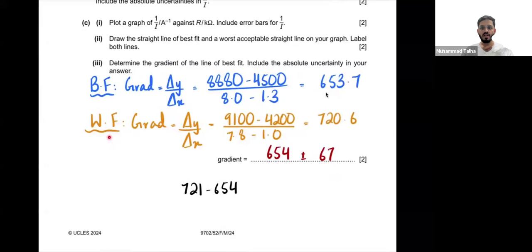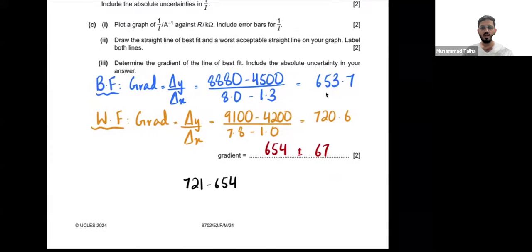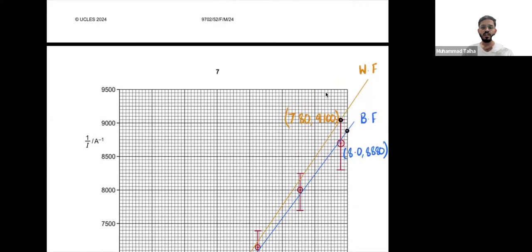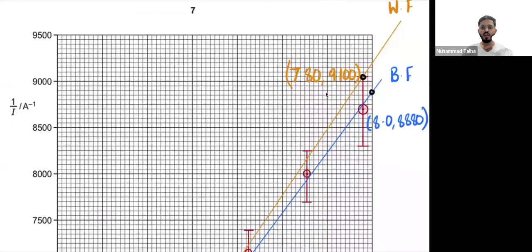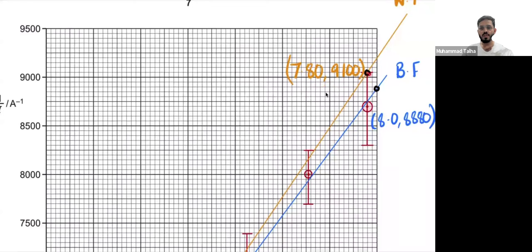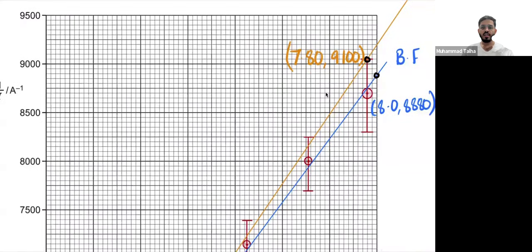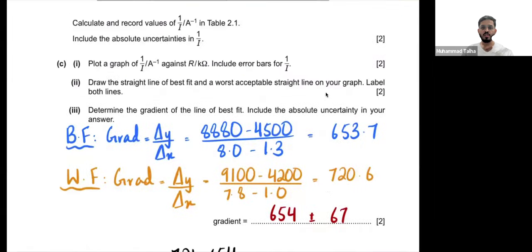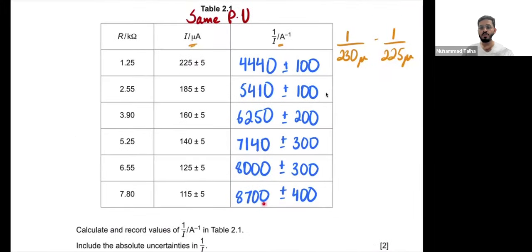The similar process for the line of worst fit. For the line of worst fit, the points are really easy to see because one of these will obviously be one of these error bars. So it's the top one, which is 7.8 and 9100. And the nice thing about this is you can also double check using this value because it passed through the top of the error bar. So that's 8700 plus 400, which is 9100.